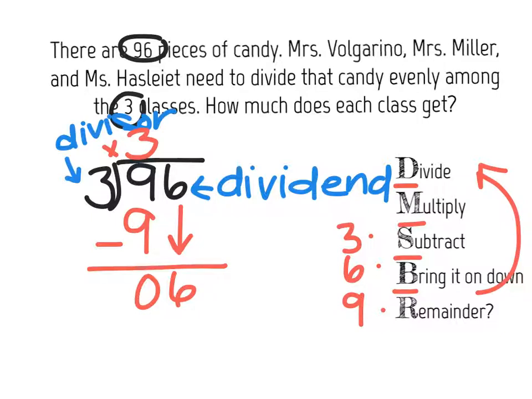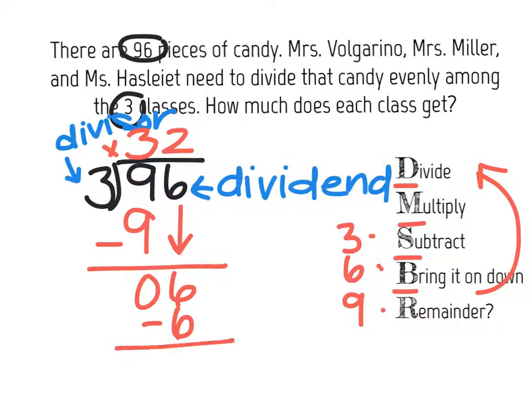And we're going to do the same thing. So divide 6 divided by 3, or 3 times what would get you close to 6? Well, I know that 3 times 2 gives me 6. That's perfect. So I'm going to put a 2 on top. So that was divide. Now I'm going to multiply. 2 times 3 is 6.